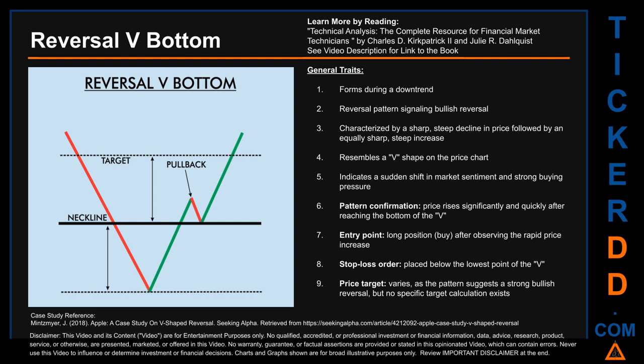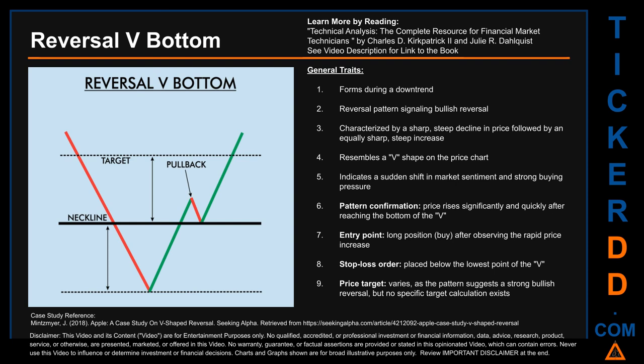Downtrend. The V-shaped reversal pattern forms during an existing downtrend when the price experiences a prolonged decline over time. Bottom formation. The pattern is characterized by a sharp and sudden reversal in price, forming a V shape. The bottom of the V should be well defined and the price should move higher after the reversal. Volume. The volume during the reversal should be higher than average, indicating increased buying pressure.